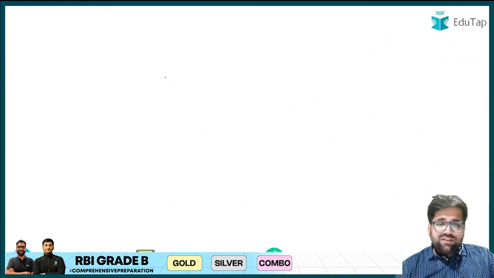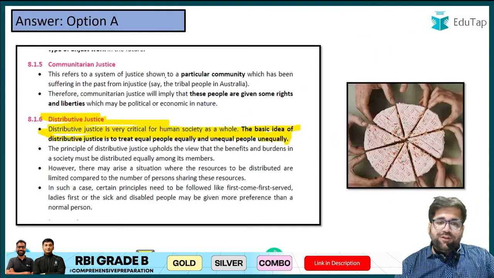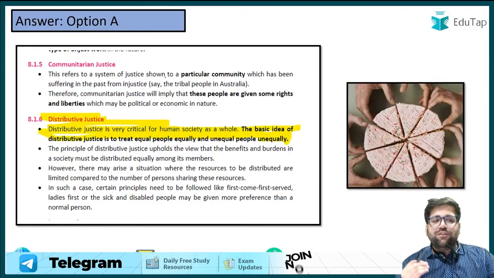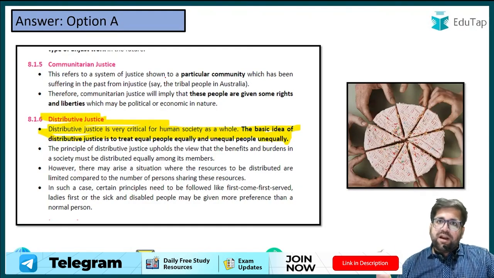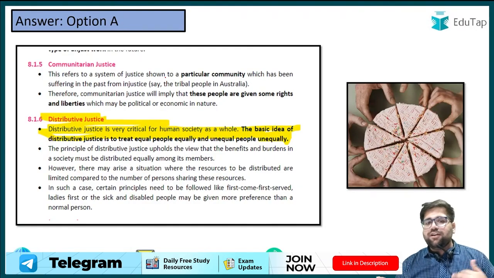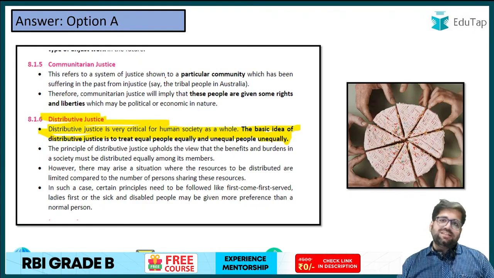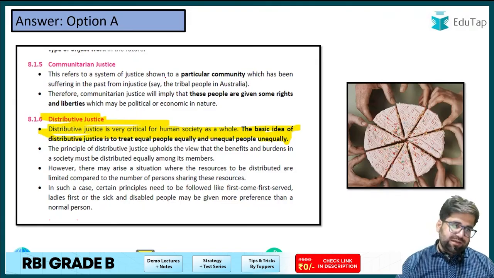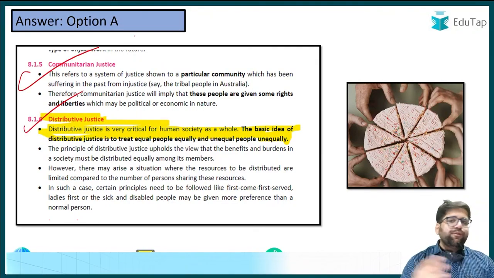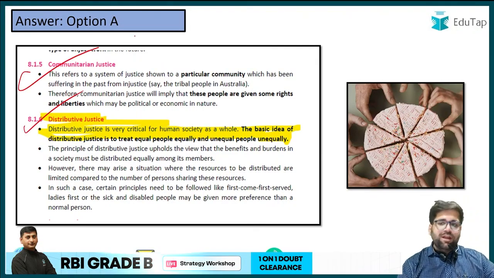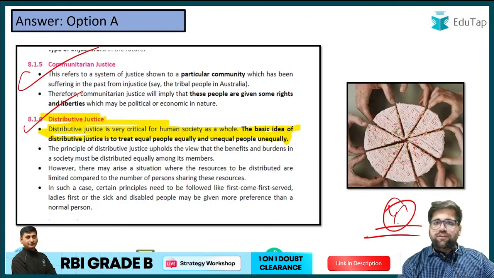I can see that now responses are going down. Although this was a very easy question, it has nothing to do with the core part of ethics where you deal with what is right and wrong. You just have to understand what the basic definition of justice is, and how different types of justice are there. As you can see, there are different types of justice defined in your notes, and a clear example of what distributive justice is.